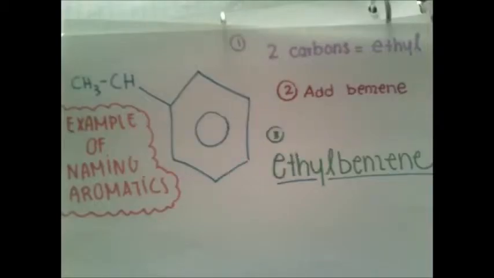Example of naming aromatic hydrocarbons. There you have the structure, and you see on one side a couple of carbons, and two carbons means that their prefix is ethyl. As you know that you only need to add benzene to complete the name, you just put ethylbenzene, and there you have the name of the hydrocarbon.